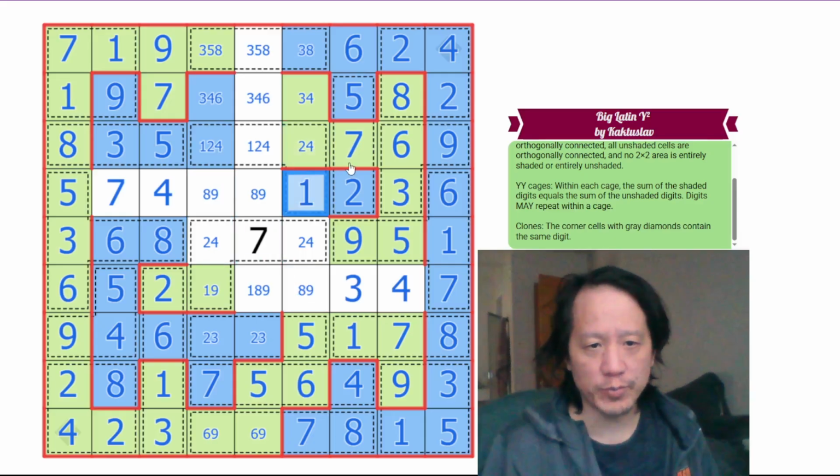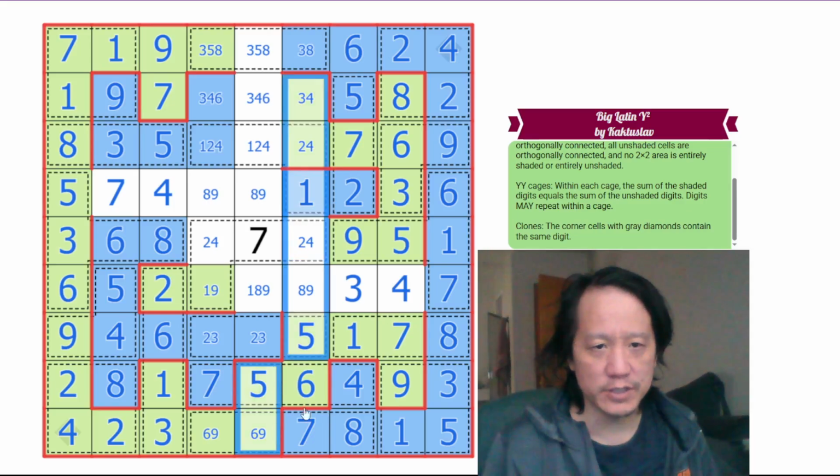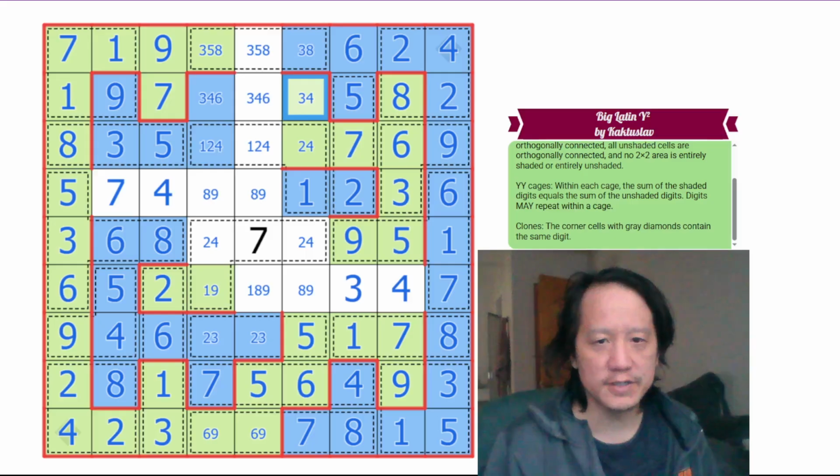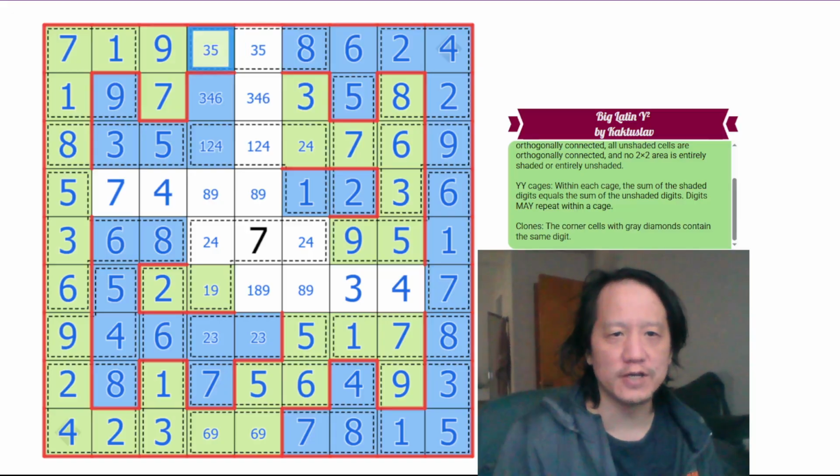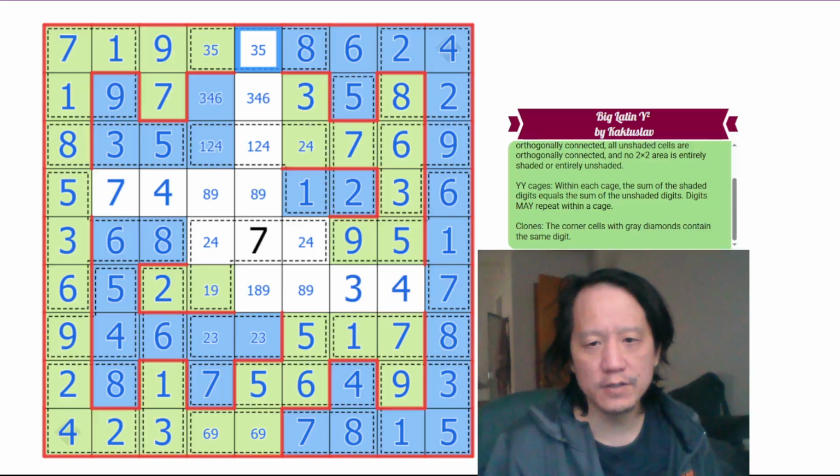We have a 2, 4 pair now in column 6, which eliminates 2 and 4 in the rest of the column. This can't be 4, this is 3, which eliminates 3 here, so that's 8. So these 2 must add up to the 8, so this must be green.